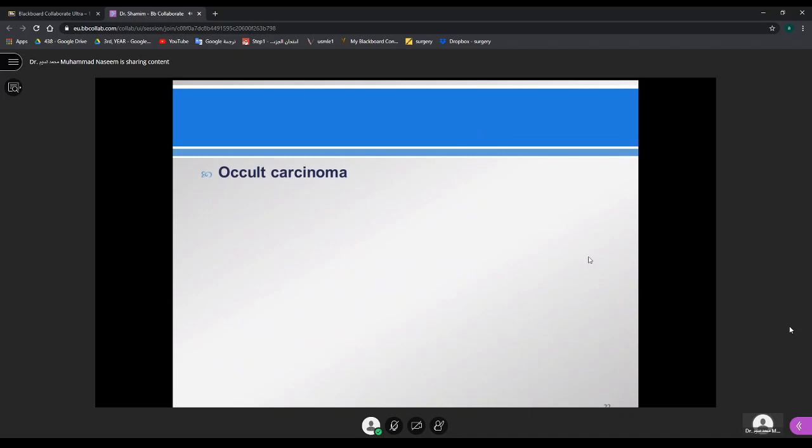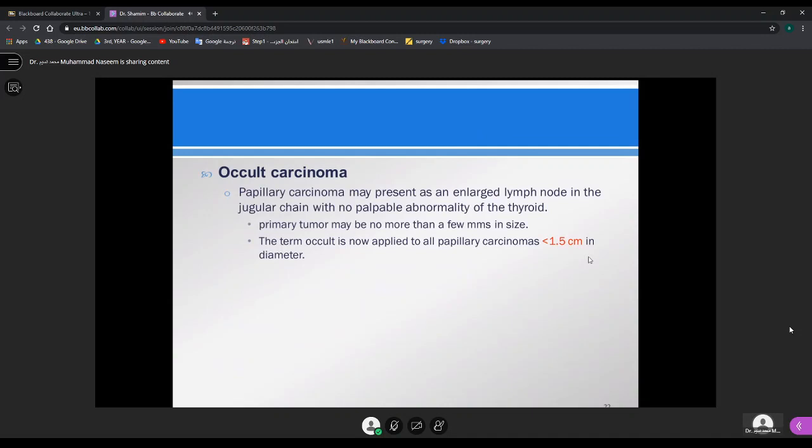Occult carcinoma, that is hidden carcinoma. We cannot detect clinically any thyroid swelling, but the papillary carcinoma is detected by an enlarged cervical lymph node. So we will find an enlarged lymph node in the jugular chain with no palpable abnormality of the thyroid. Here the primary tumor may be no more than a few millimeters in size, which obviously can't be palpated clinically. The term occult is applied to all papillary carcinomas which are less than 1.5 centimeter in diameter.